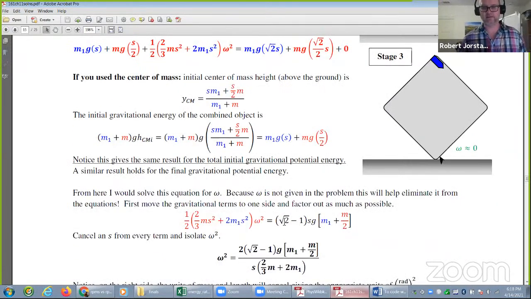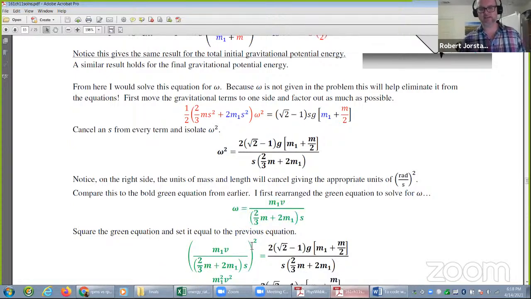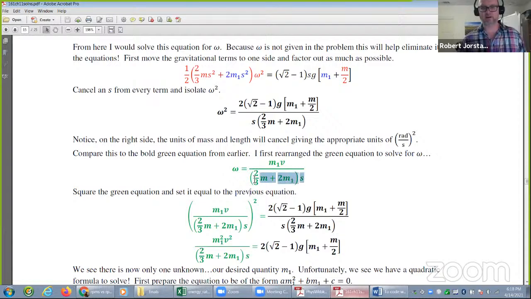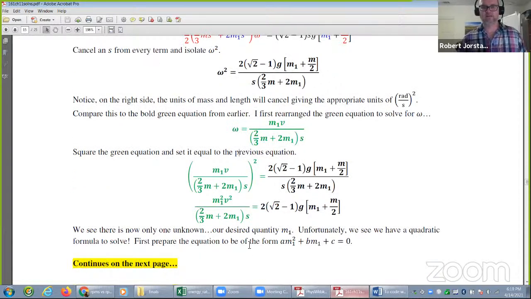Either way, you get this crazy result here that relates omega here. I could square this, set it equal to the previous. Oh my goodness. This was from, I think, our earlier equation, right? So you do that, you get this. Look at this. Everything is known except for M1, but this is pretty ugly.